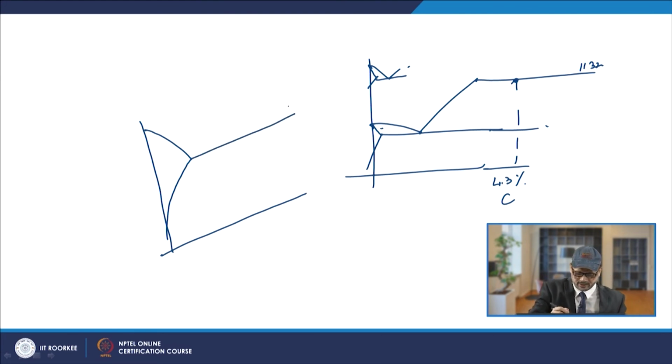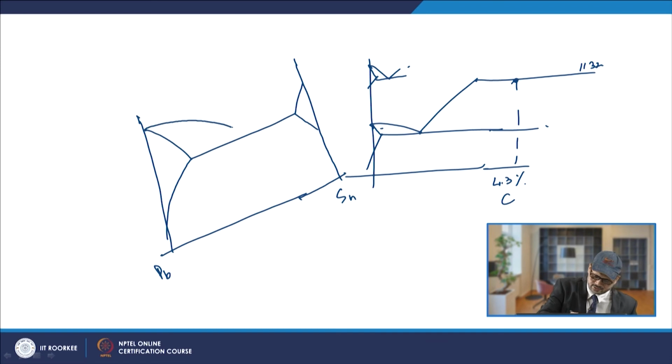So, this is the type of phase diagram which is there for the lead tin. So, you will have Pb and Sn. Now, in this case, this is the alpha phase and this is your beta phase. This is your liquid, and this is something like 327 degrees centigrade, and in this case this is 232 degrees centigrade.